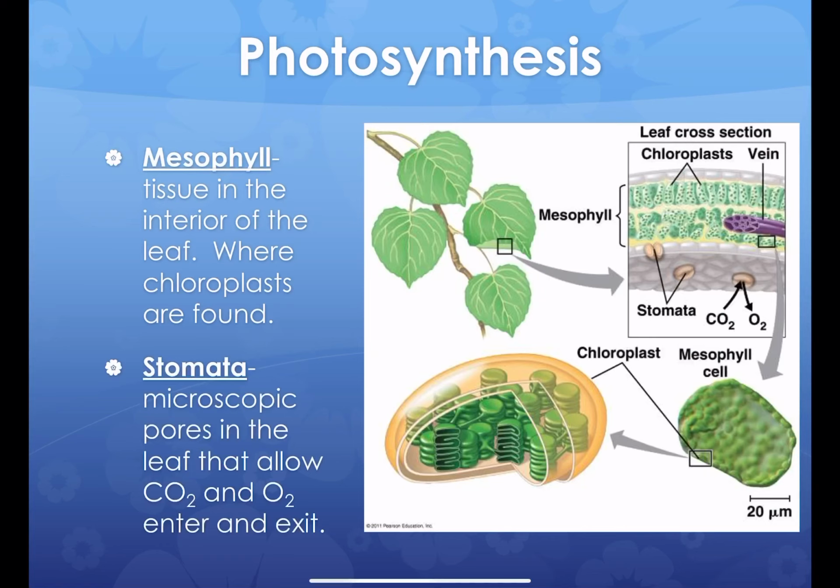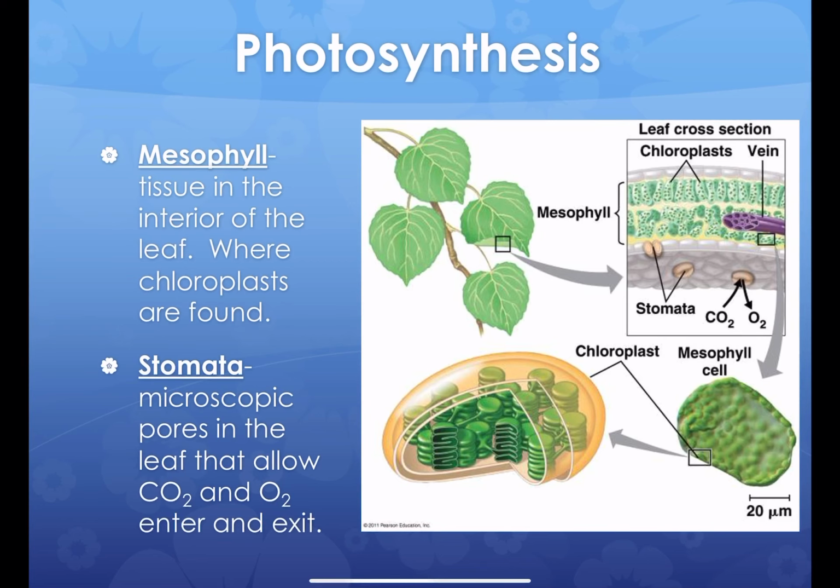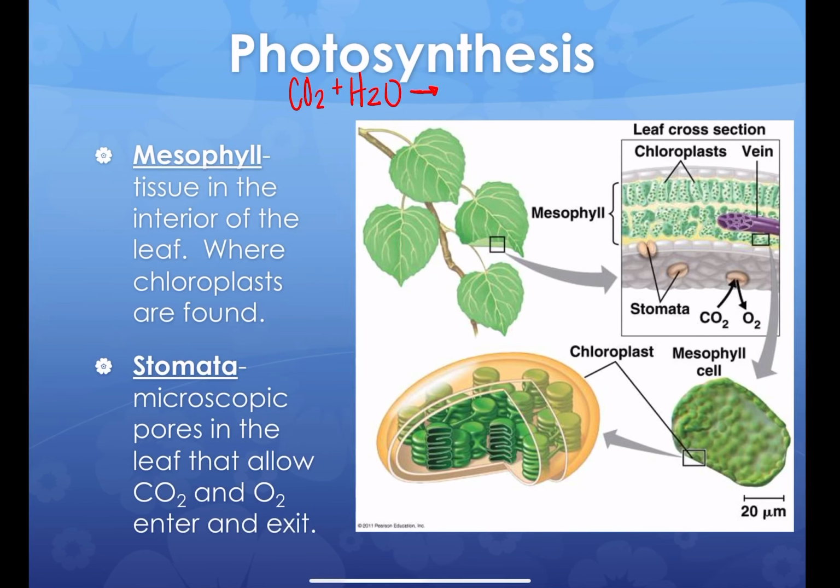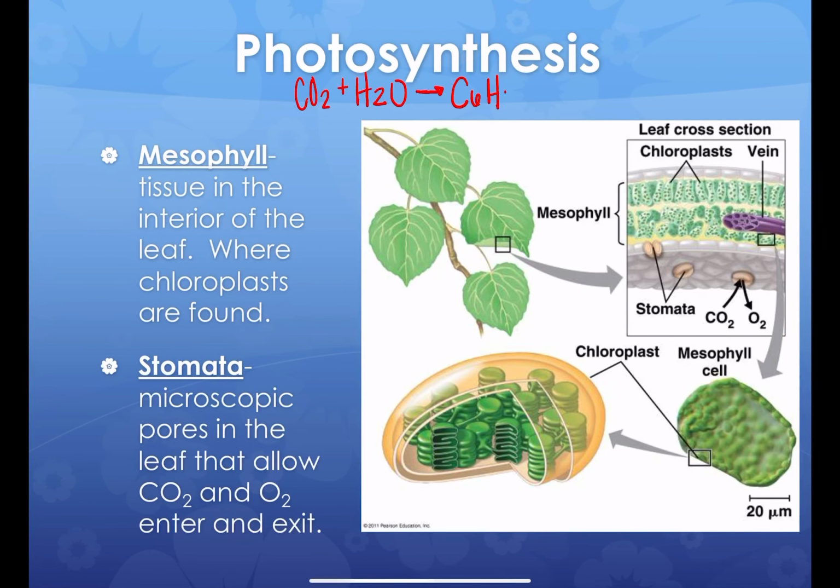So let's go ahead and start with photosynthesis. I want to first remind you of the equation for photosynthesis. Remember, it is backwards from cellular respiration. In photosynthesis, plants have to have carbon dioxide. They also have to have water. And they are going to produce sugars and oxygen. Okay, so that's the equation for photosynthesis.